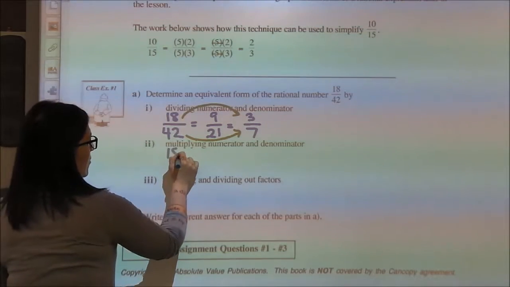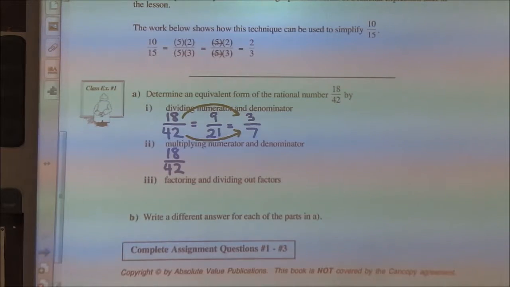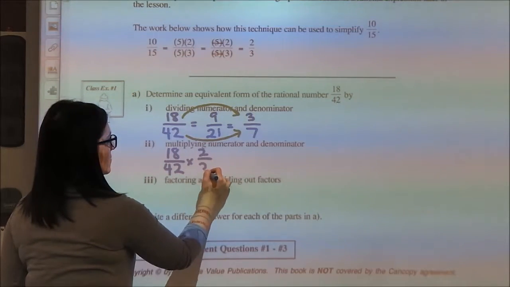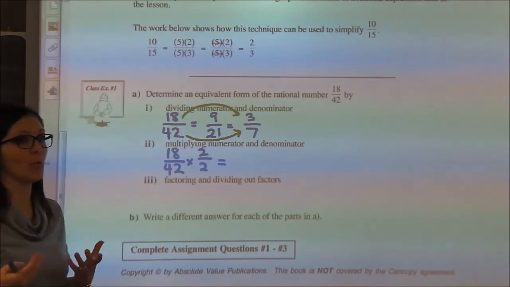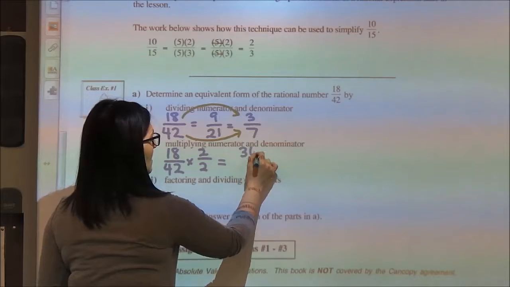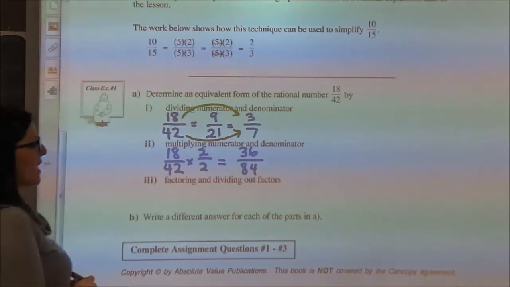Another equivalent form of 18/42 I can obtain by multiplying the top and the bottom by a common number. So I could multiply the top and the bottom by 2. So I can, in essence, double it. So if I double 18, I get 36. Double 42, and I get 84.